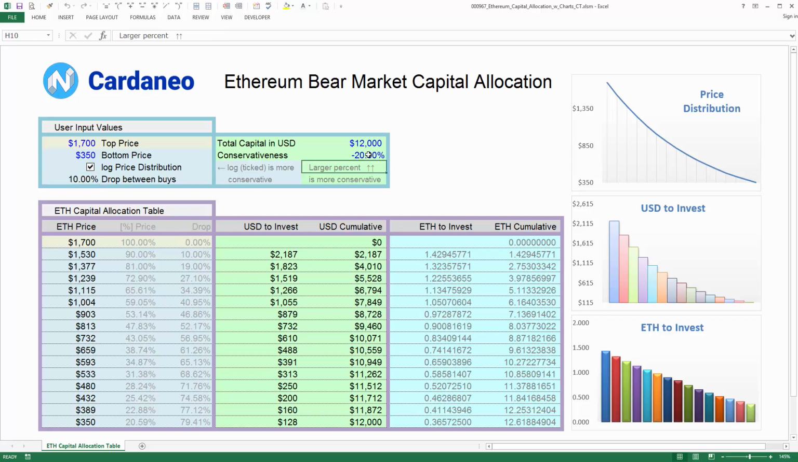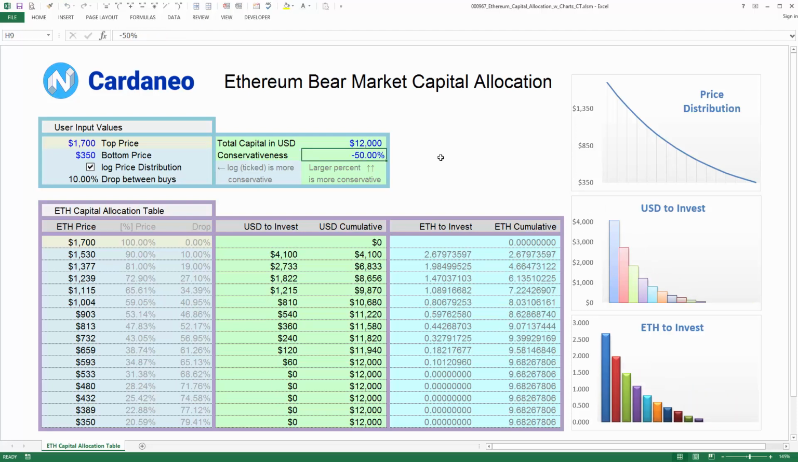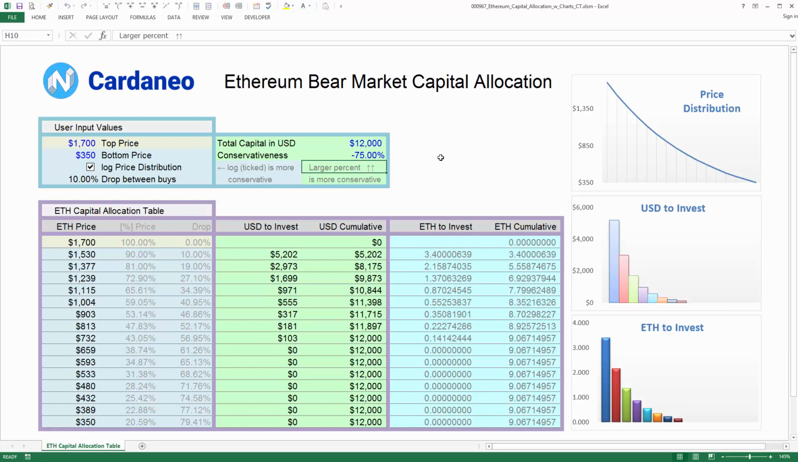We were at minus 20%, and if that's not aggressive enough, you can go to minus 50 or even minus 75. Pick your number. Bottom line is, when you're aggressive, you're putting a lot of capital at a very high price and less capital as the price goes down, to the point that maybe in this case, you basically run out of capital before you even reach the bottom. In this case, your bottom is $732 where you have your last purchase.